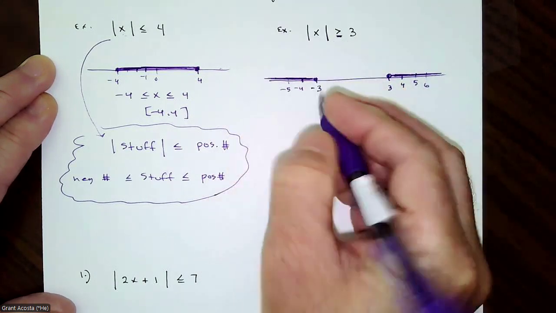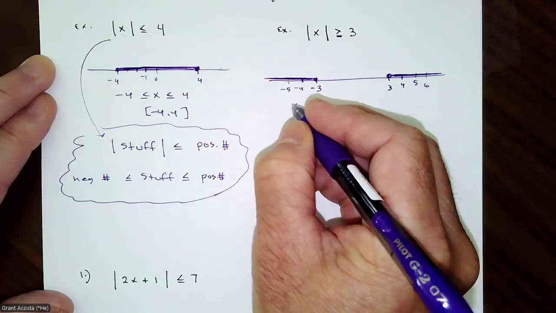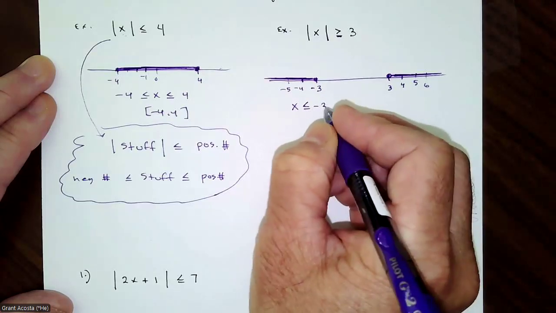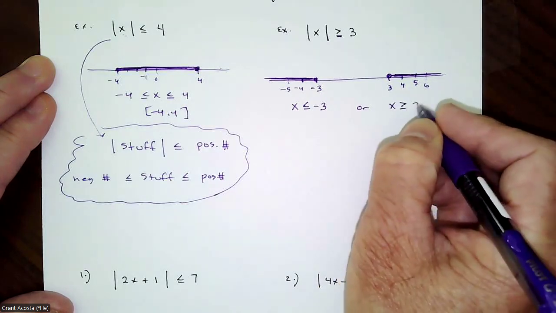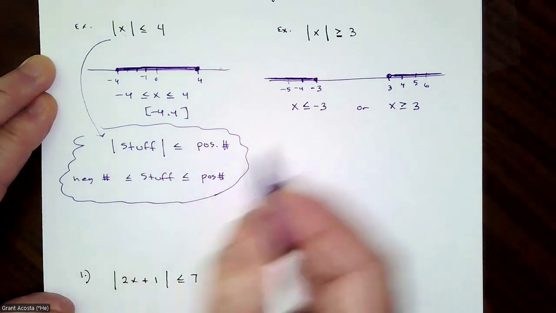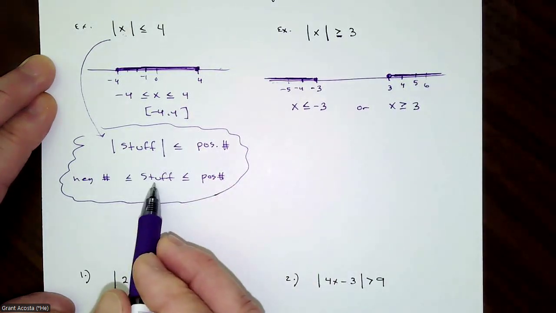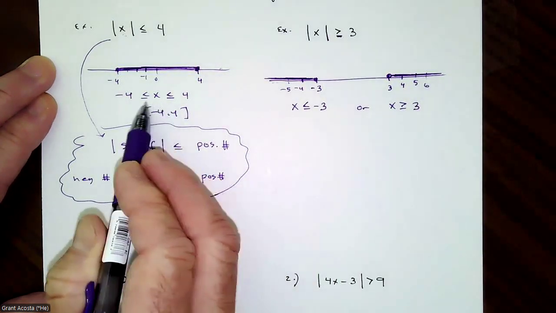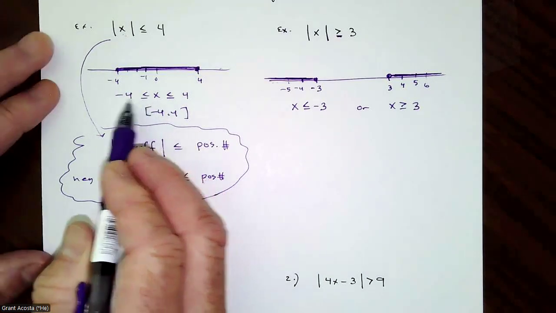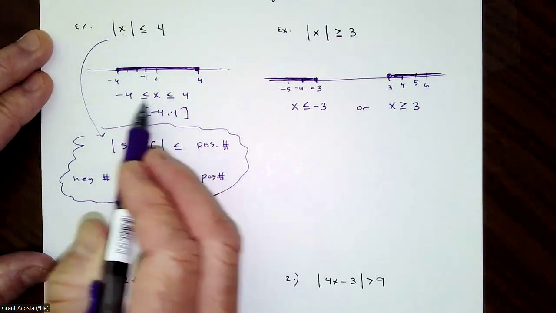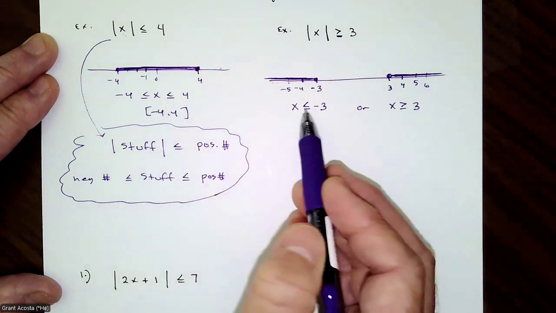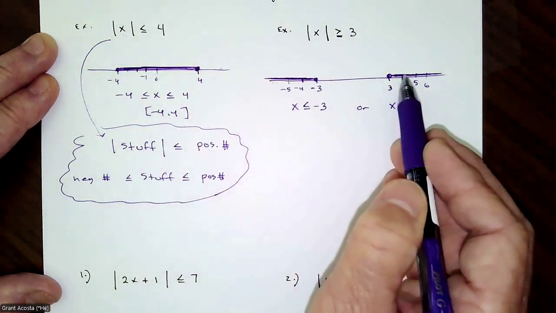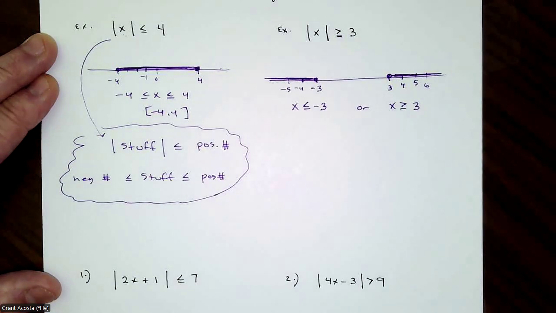So how would we describe these answers? This says x is less than or equal to negative 3, or x is greater than or equal to 3. Notice I can't put these numbers and these numbers together. I can't write it as a single statement with two inequalities in it. I can only do that when it's less than. These have to be separate because we're talking about completely different numbers on the number line.